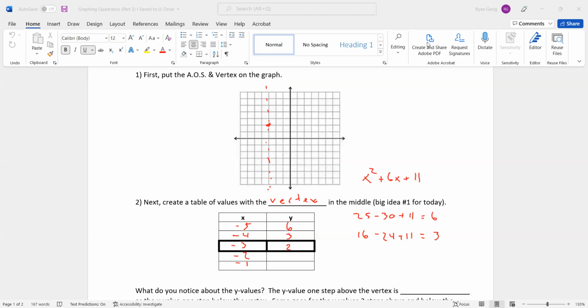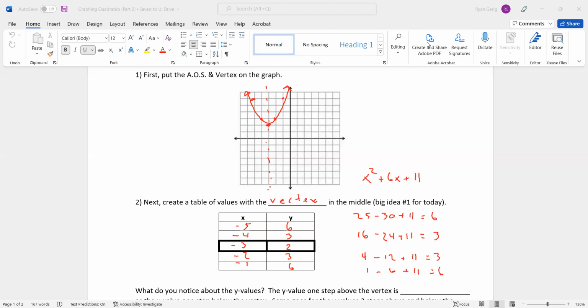Negative 2 squared is 4. 6 times negative 2 is negative 12. 4 minus 12 is negative 8. Negative 8 plus 11 is 3. Negative 1 squared is 1. 1 minus 6 plus 11. Negative 5 plus 11 is 6. Hopefully you're noticing that there's some repeated numbers here. Before I go into that, I'm going to plot those. Negative 5, positive 6. Negative 4, positive 3. Negative 2, positive 3. Negative 1, positive 6. And there's my parabola.